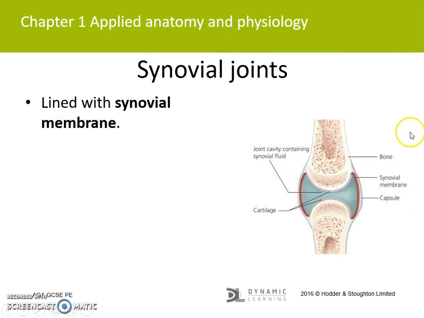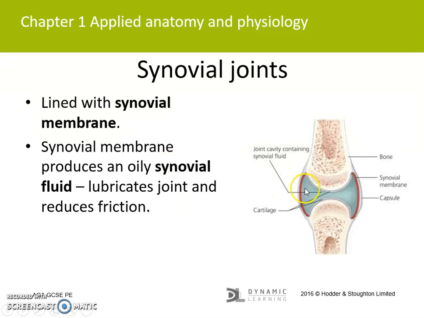Synovial joints are also lined with a synovial membrane, so you can see this red line here. And the synovial membrane produces synovial fluid. So this blue part in the middle here is all a fluid called synovial fluid, and it's produced by this red band here, the synovial membrane. Now, synovial fluid is really important because it lubricates that joint and means the joints can move far more freely and reduces any friction.